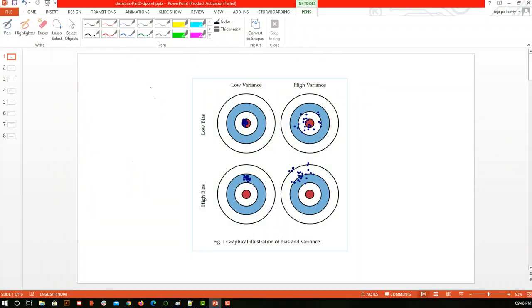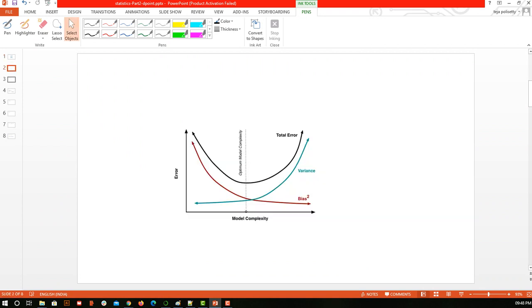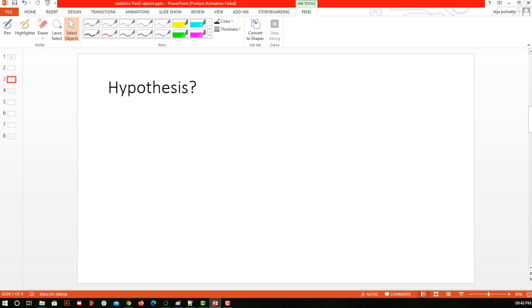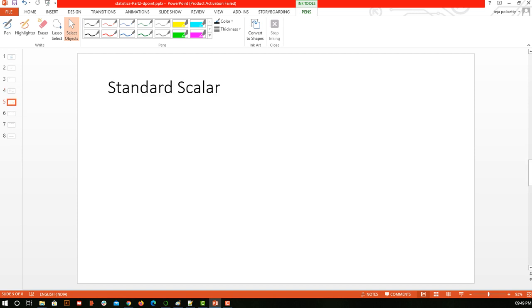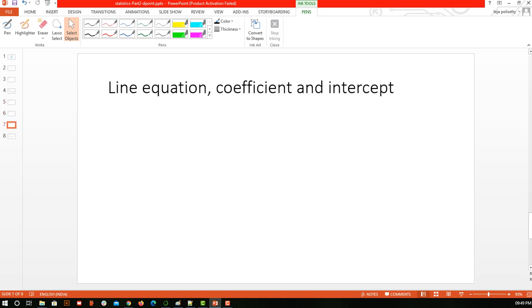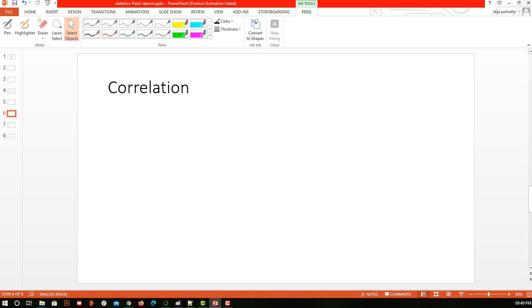Just to tell you the topics that we are going to cover today: what is bias, what is variance, what is a bias variance trade-off, and what is hypothesis. Then we are going to see the statistics where we talk about positive and negative hypothesis, critical regions, and then what is standard scalar and correlation.